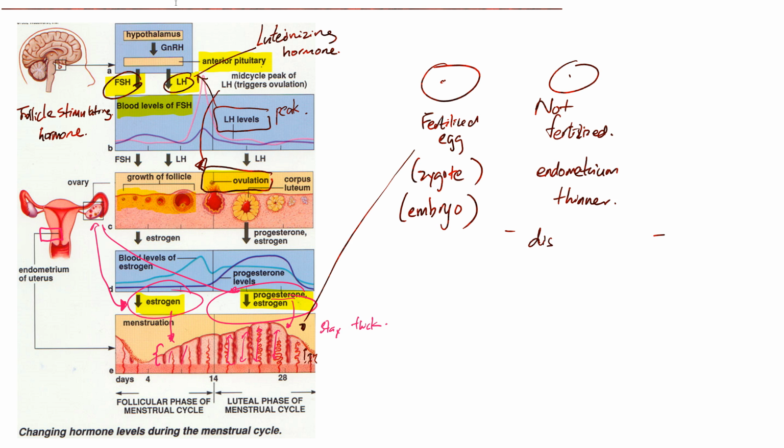At that time, all the wasted or disintegrated endometrium needs to get discharged. So the discharge of all these wasted tissues is going to be released through the cervix and out of the female body. This whole process is called menstruation, right? Menstruation: the discharge of the unused tissues of the endometrium. And this whole process will get repeated again after menstruation.